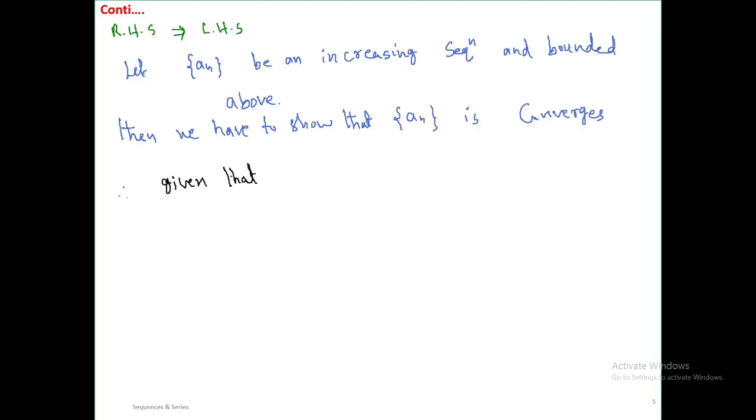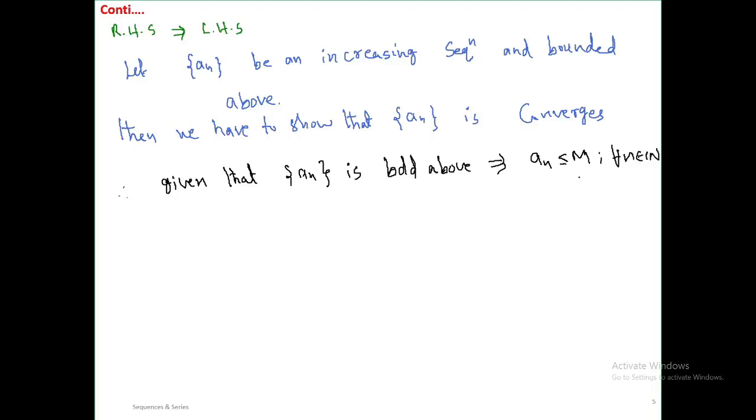listen to this part carefully. Given that AN is bounded above, that implies AN is less than or equal to M. Some M exists such that for all n belongs to the natural number set, AN is less than or equal to M, since it is bounded above and it is increasing, right? It is increasing. So that too you have to take, then you have to prove the given sequence converges. Okay. So here, can you say that M is the least upper bound?